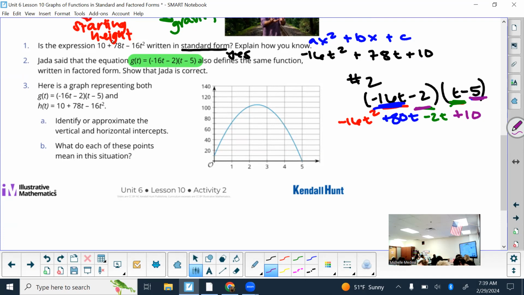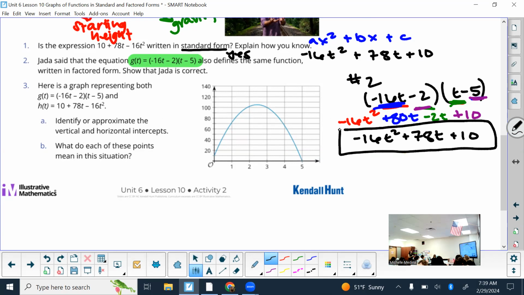To make it look exactly like our given expression, combine our two middle terms or our like terms. 80t plus negative 2t is 78t. And now it looks like our given equation. So that's how you can prove they're equivalent. You could show the work of you multiplying it. You could describe how it looks on a graph. All good stuff.